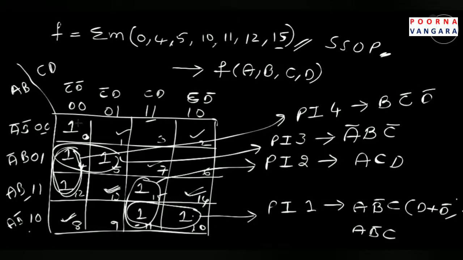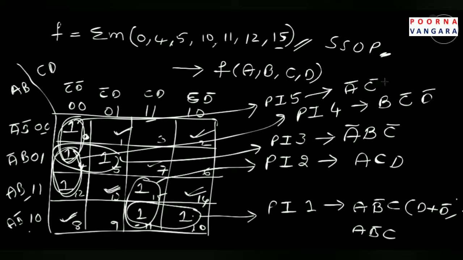Now, the last one is cell number 0. This is not yet covered by any other group, that means we did not group this cell. For cell number 0, the adjacent cells are cell number 1, cell number 2, cell number 8 and cell number 4. Out of these, again only cell number 4 has 1. So I am grouping this as a pair. This is prime implicant 5, and it has A bar fixed, B is changing, and C bar, D bar.